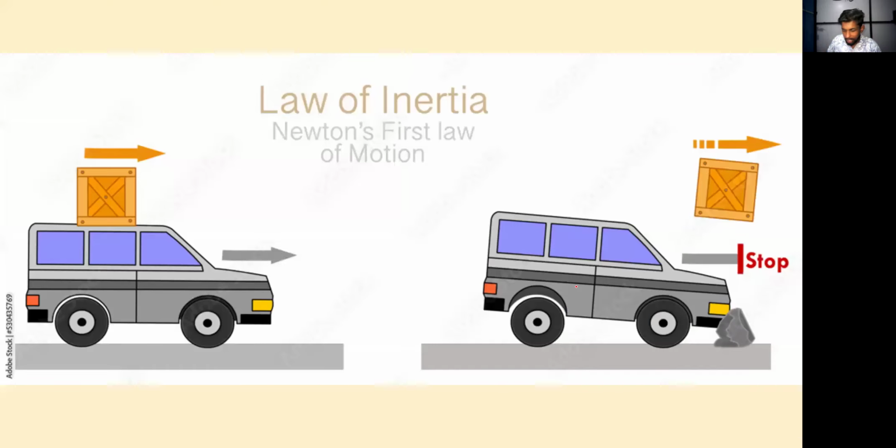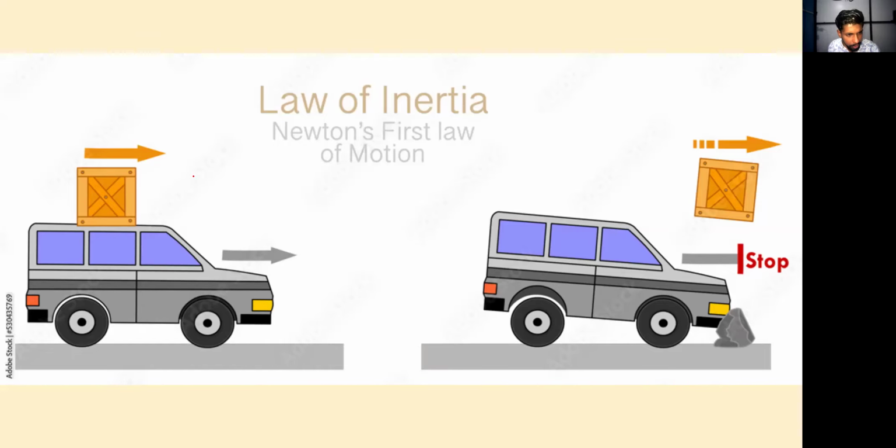Now we are going to discuss some examples or scenarios related to Newton's first law. Now look at this example. The box and the car are moving with the speed of 100 m/s. We'll take it like that, right? They are moving at 100 m/s. Here, there's a stone. So the car will be stopped. What will happen to the box?